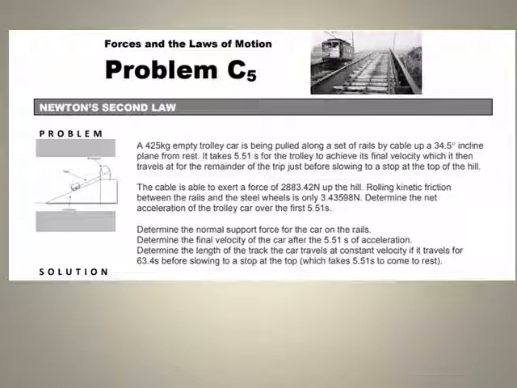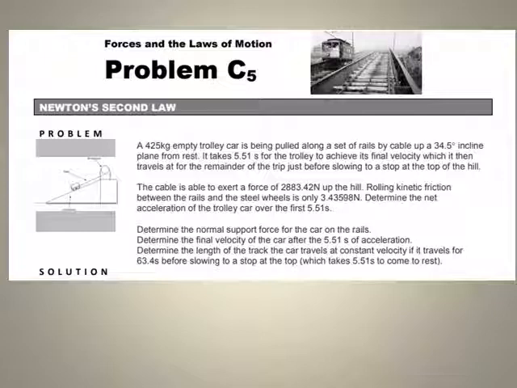We have kinetic friction. Of course, the wheels are rolling, so I'm calling it rolling kinetic friction, but it's just friction. Between the rails and the steel wheels, it's only 3.4-ish newtons. There's more, you'll use all the numbers, but that's the magnitude. It's a very, very small magnitude with steel on steel rolling, not a lot of friction there. So determine the net acceleration of the trolley car over that initial period of acceleration from 0 to its maximum velocity that it'll obtain as it goes the rest of the way up the hill at constant velocity.